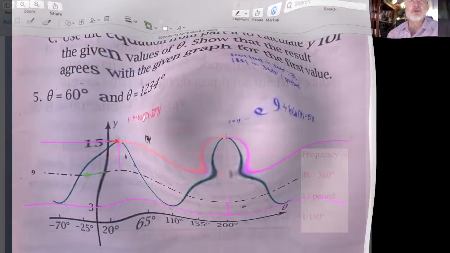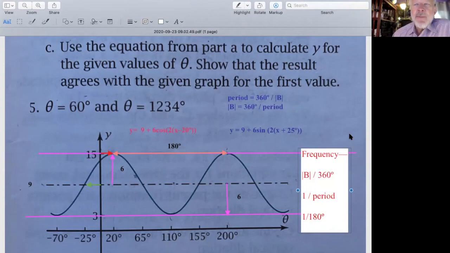So this is 2. Basically, frequency is just like we use it in English, right? Frequency. How many can you do in how much time? Right? Here's a cycle. How long did it take me? 180 degrees. I can do 1 in 180 degrees. I can do 2 in 360 degrees.